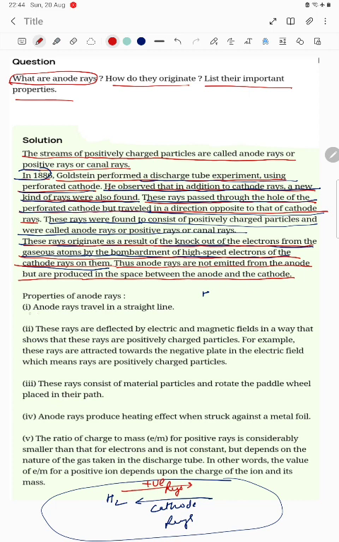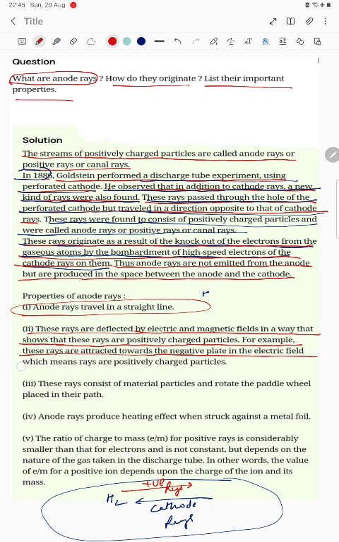What are the properties of anode rays? Anode rays travel in a straight line. These rays are deflected by electric and magnetic fields in a way that shows these rays are positively charged particles. For example, these rays are attracted towards the negative plate in the electric field, which means the rays are positively charged particles.